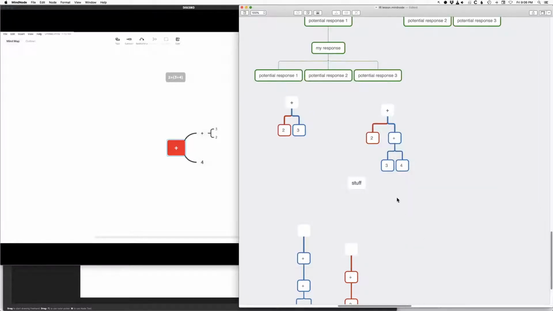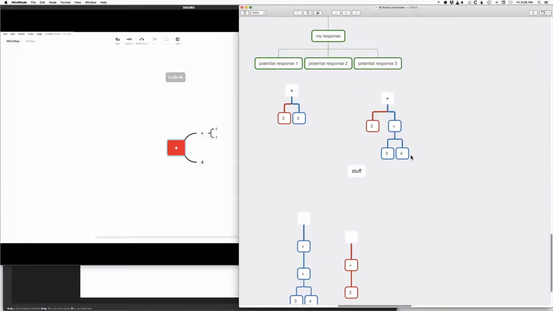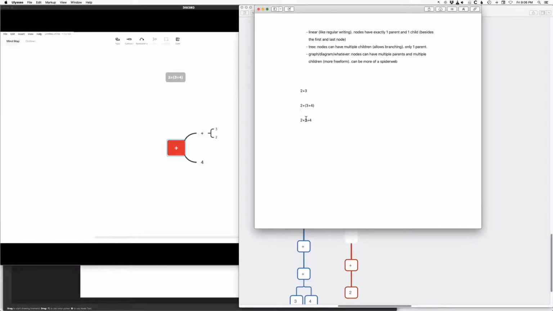So notice how it is a little bit different than the previous tree, where the 3 and the 4 got added together first, because we don't have the parentheses anymore. So we're starting left to right.